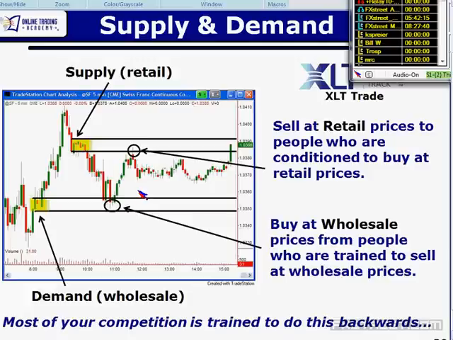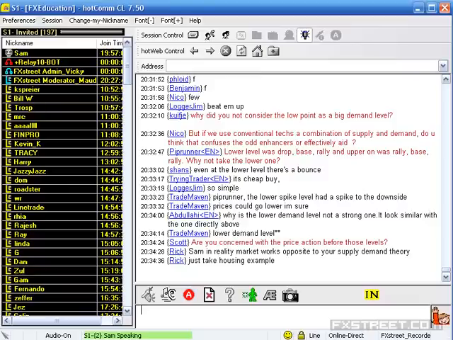Rick, I'm not 100% sure about what you mean there. Maybe you could explain that a little deeper. It sounds like you're onto something good there. I'm just not sure exactly what you mean by that.